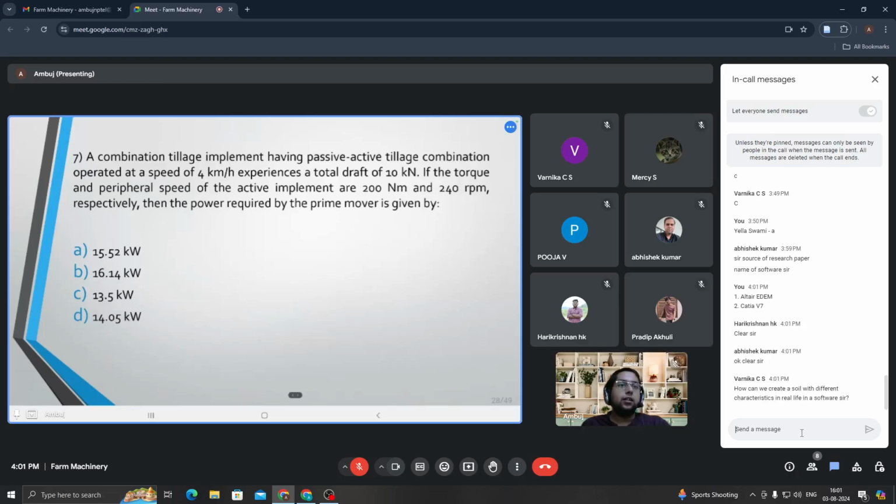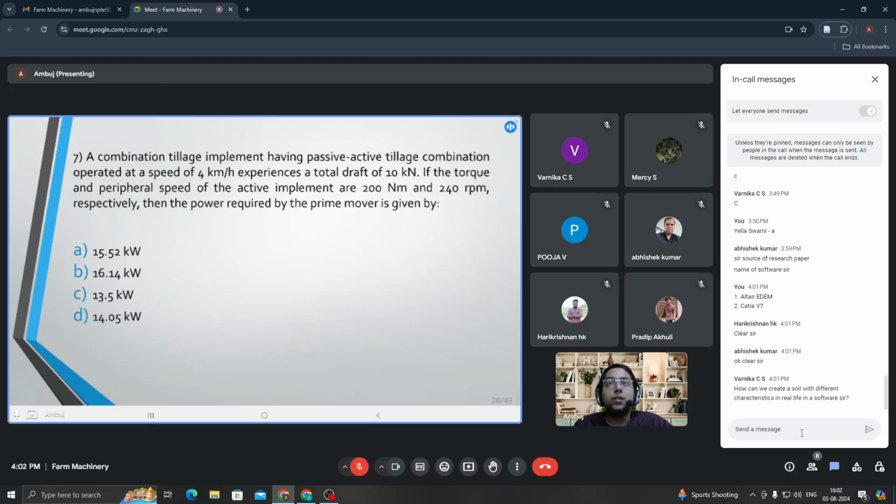Okay. After these hefty discussions on question number five and six, we will solve one numerical, so you will get somewhat refreshed. A combination tillage implement having passive active tillage combination. Passive active tillage combination means, yes, Varnika, I've seen your question, I'll just answer it.